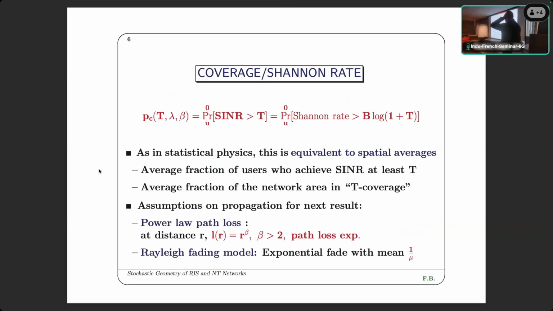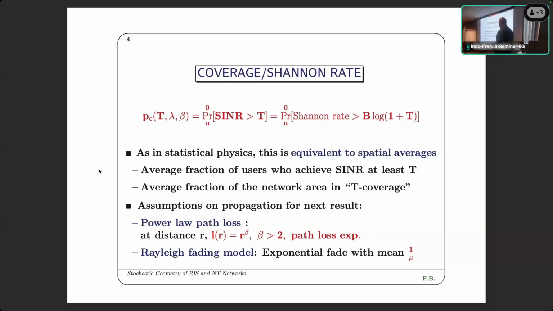Okay. And for instance, the simplest question is the coverage probability. You take a threshold T, and you ask what is the chance that the SINR exceeds T, which is equivalent, with a change of function, to the Shannon rate exceeding a certain function, which is given here. Typicality is in terms of what are called Palm probabilities, but it's not so important here. It defines what typicality means mathematically. If you can give an expression for this probability of coverage at T of the typical user, then as in statistical physics, this is equivalent to making a spatial average. It is the average fraction of users who achieve a SINR of at least T, or the average fraction of space where T is covered.